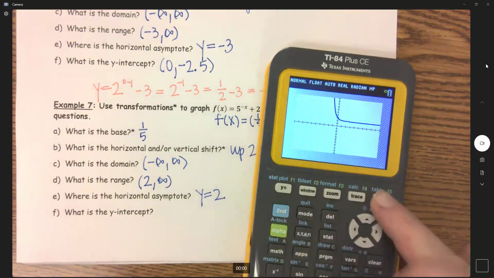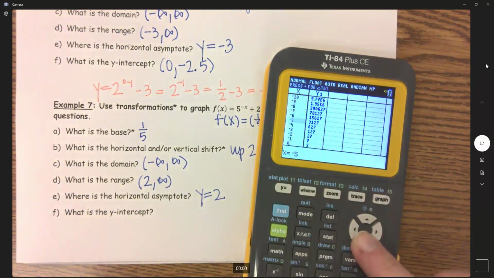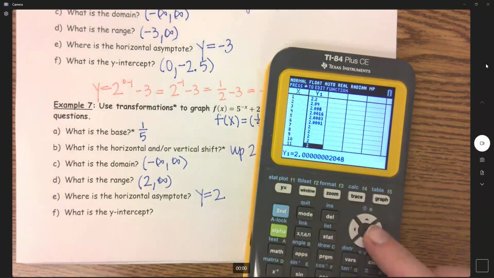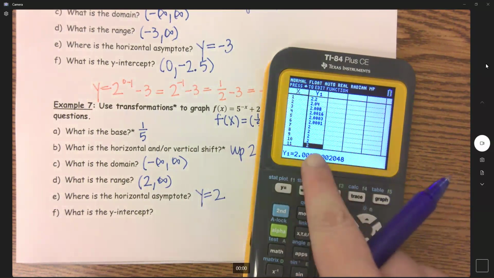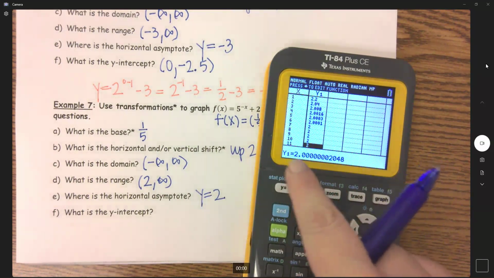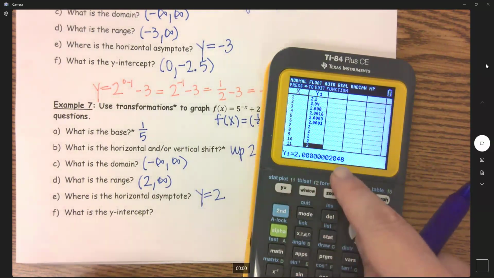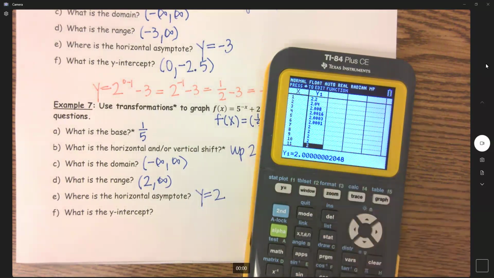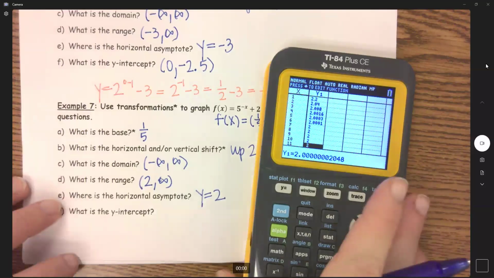If you go here to this table, you can see that as your x is getting bigger, getting closer and closer to what? To 2. Now again, if you come over here, you can see it's just rounding it to 2, but it is not technically 2. Insanely close, but it's never going to technically reach 2.